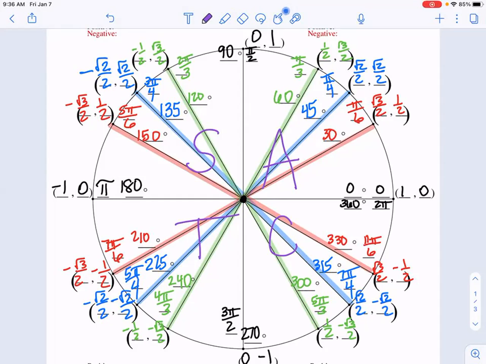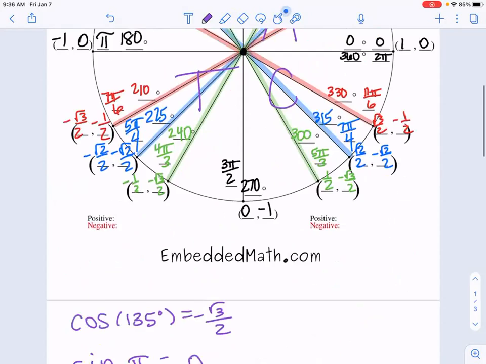So what you're going to be asked to do is to use the unit circle to answer some questions about evaluating trig functions. Okay. So we're going to start with theta is 5 pi over 6.